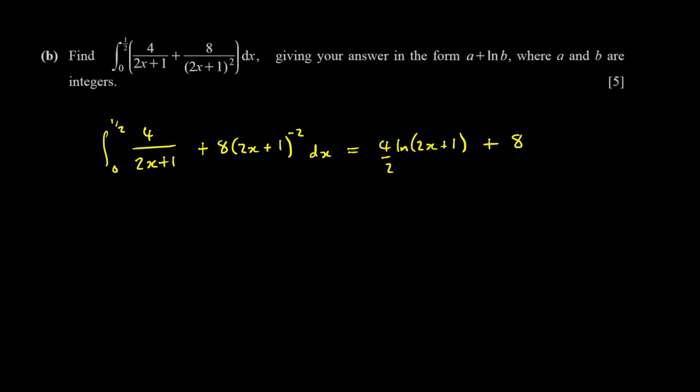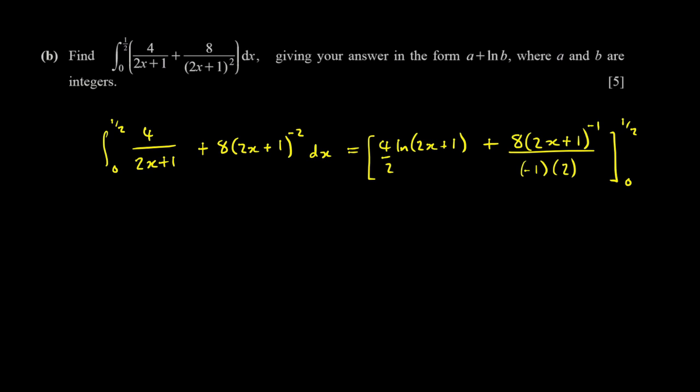This gives us 8 bracket (2x + 1), add 1 to the power, becomes -1. We divide by that new power, so we divide by -1. And we take the coefficient of x, which is 2, and we divide through by 2. Okay, and we're integrating all of this between 1/2 and 0.